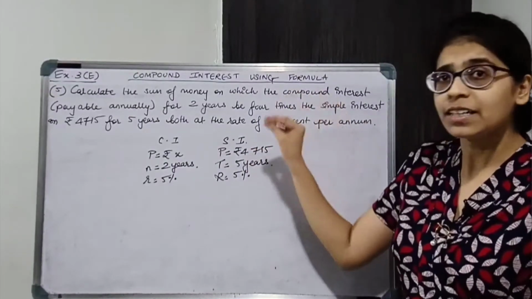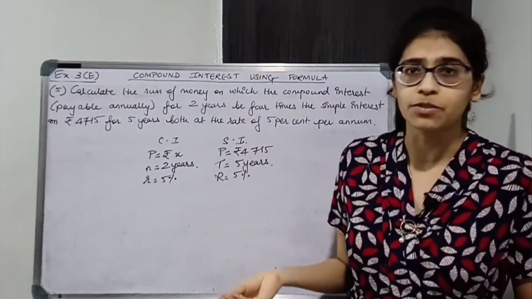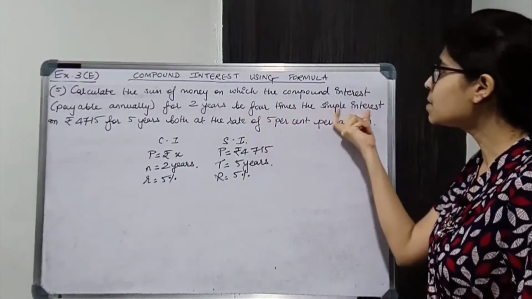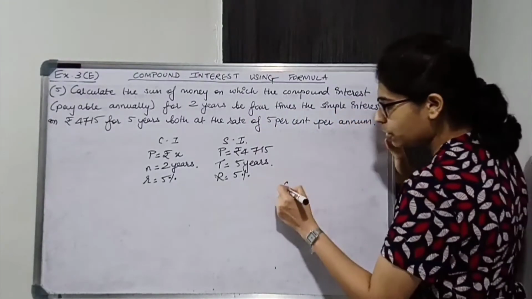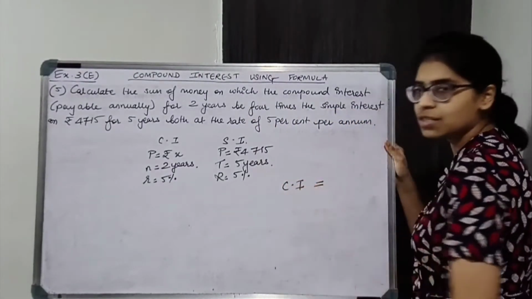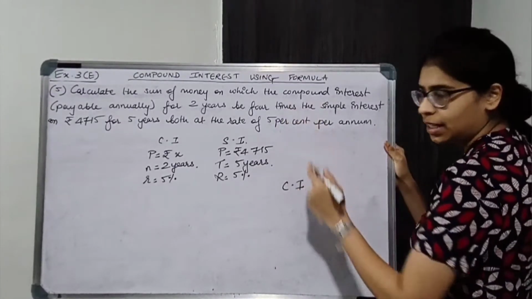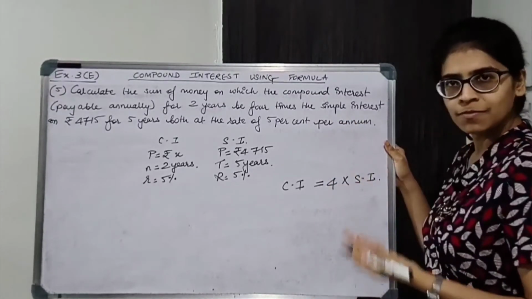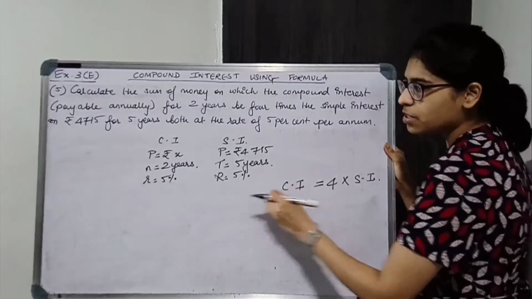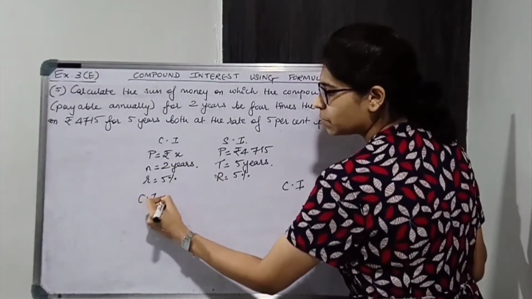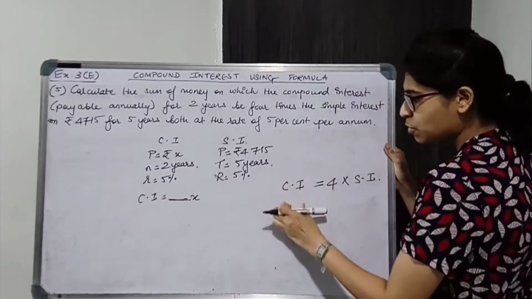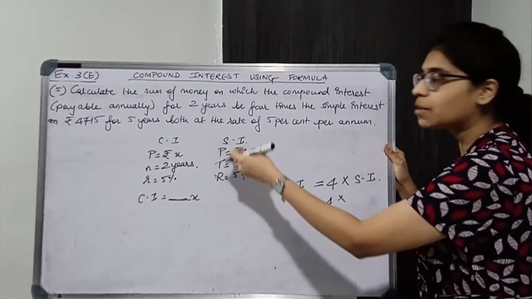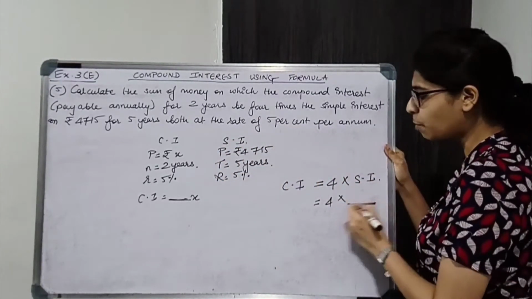Now let us see the relation between compound interest and simple interest. The compound interest is 4 times the simple interest. So compound interest is equal to 4 into the simple interest. Compound interest you will get in terms of x. You will substitute that value over here, equal to 4 into simple interest. You will get completely, because P, R, T all are known. So you will get some proper value over here.